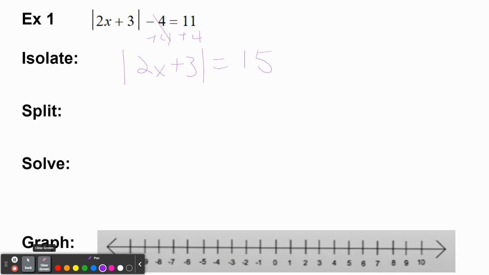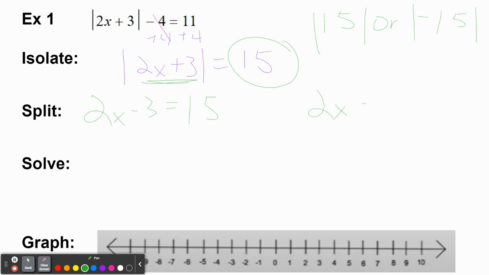Now we need to split, because everything within this absolute value, inside those two vertical lines, can equal one of two things. It can equal positive 15 or negative 15, because they're both going to be equal to 15. The absolute value of 15 and the absolute value of negative 15 both equal 15. So I'm going to put 2x plus 3 equals 15, and 2x plus 3 equals negative 15.